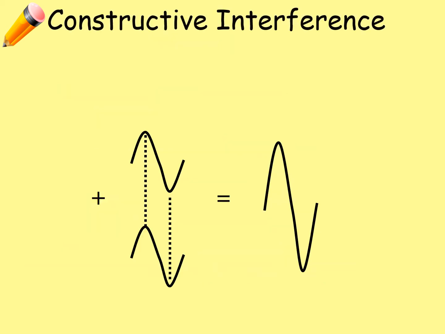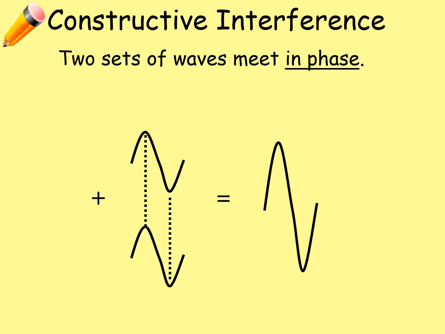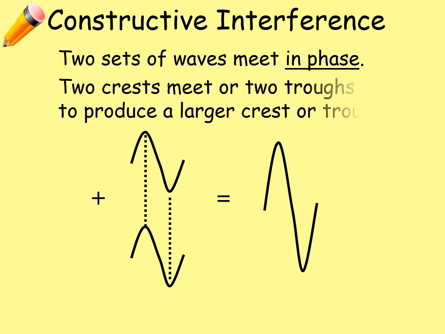In constructive interference, we have two waves meeting in phase. That is, the peaks match the peaks, the troughs match the troughs. As the two crests meet or the two troughs meet, they produce a larger crest or trough, hence a larger wave. And that's where the term constructive comes from.